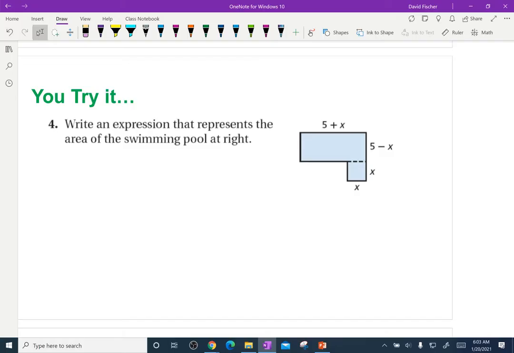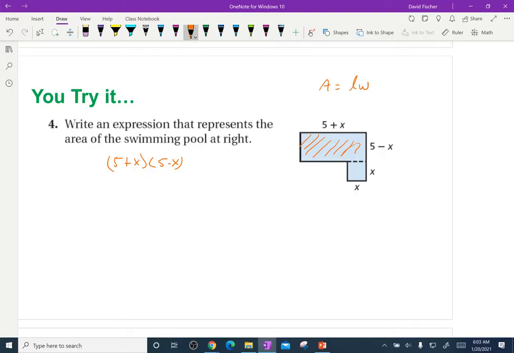Okay. Here's a swimming pool. We want to find the area of it. Area is length times width. So I want to take the 5 plus x, and the 5 minus x. I want to multiply those. Now again, you can use FOIL, or you can remember the shortcut.